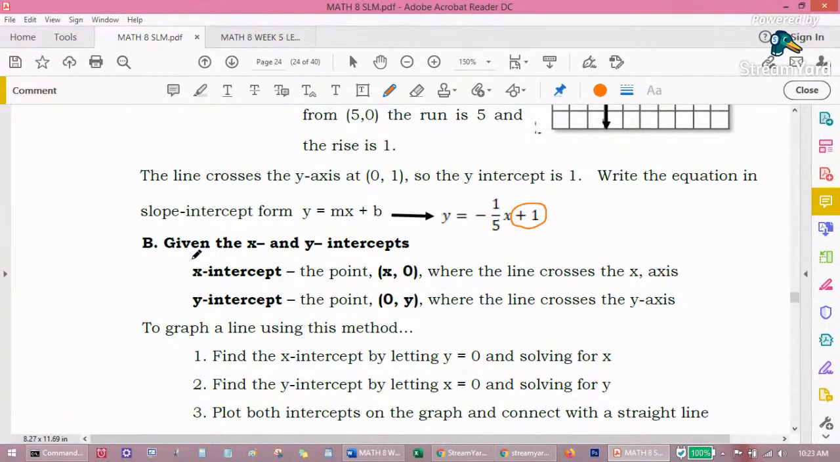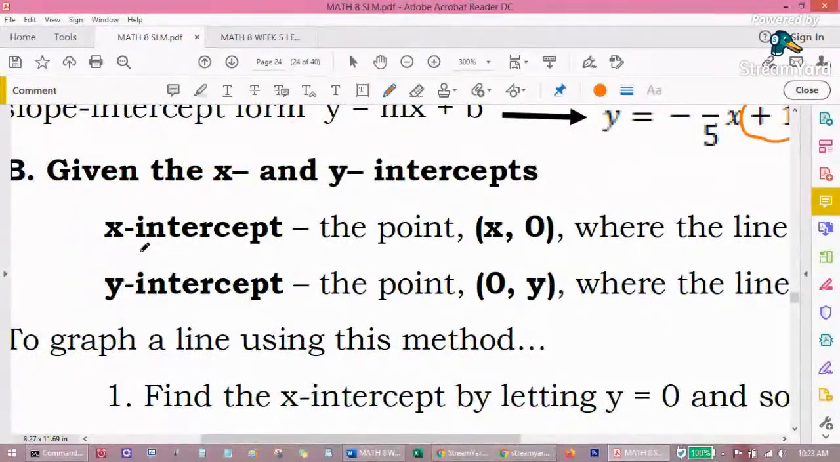So again, meron tayong diniscuss na before, yung x-intercept and y-intercept. Yung x-intercept, yung x niya ay variable, no? Pwedeng magbago yung values niya, x. And yung y niya is laging 0. Okay, yung x-intercept, yung y niya is laging 0.